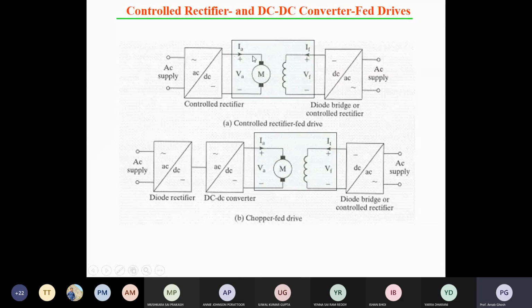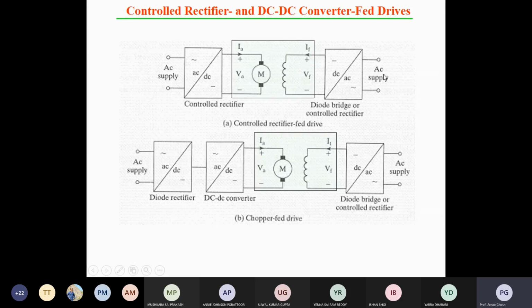Then there is the field excitation. Field excitation here means the motor is separately excited. If it is a separately excited motor, then we give the AC supply again to an AC to DC converter, that is a diode bridge or controlled rectifier, so we can change the field also. This is possible for field control. So this is the controlled rectifier fed drive.